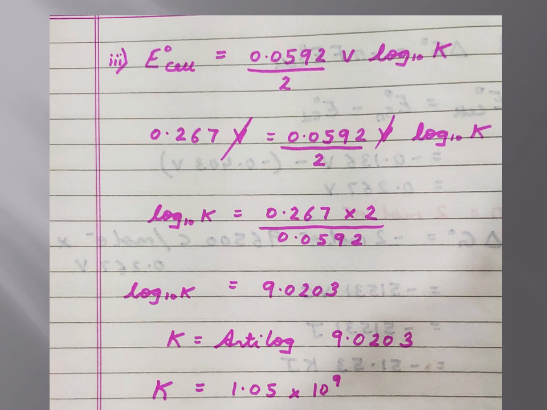When you simplify this, you will get log K equal to 9.023. As it is log on the left hand side, when you shift it to the right hand side, it becomes antilog. So you need to find the antilog of 9.023. When you find the antilog, the value for the equilibrium constant you get is 1.05 into 10 raised to 9. So this was the equilibrium constant at 25 degrees Celsius for the cell reaction.